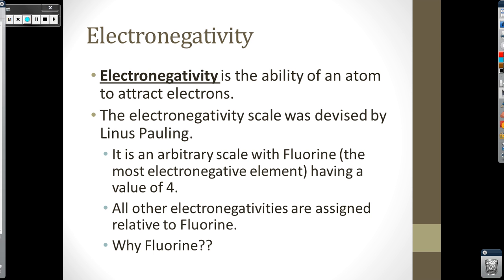And so fluorine is the most electronegative element. It's the element that is best able to attract electrons to itself. It has the most strength and is able to pull electrons towards itself. And so he gave that a value of 4. Every other element on the periodic table that has an electronegativity is going to have an electronegativity that's less than 4, because it's all going to be relative to fluorine. So all other electronegativities for all other elements are assigned relative to fluorine. So how did he know that fluorine was the most electronegative element?